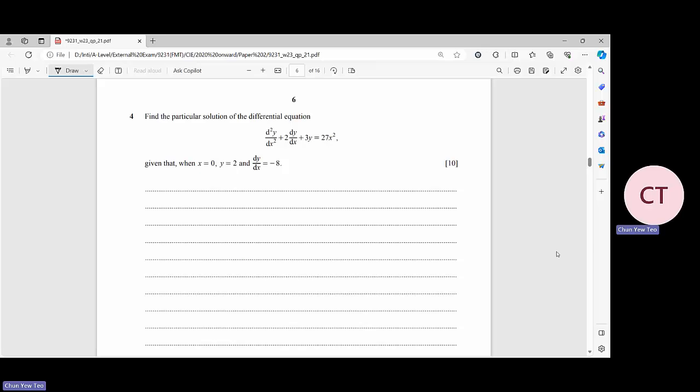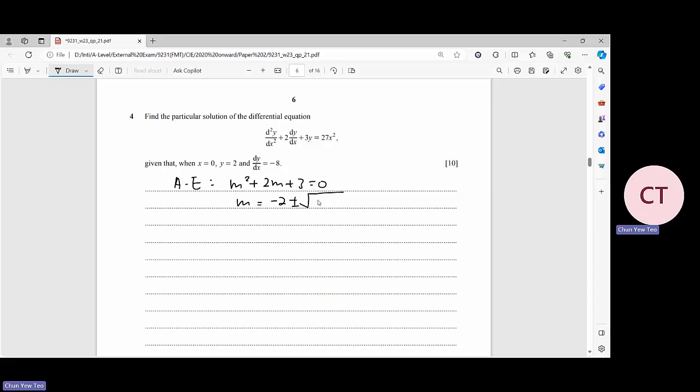Okay, now we take a look at question number 4. Find the particular solution of a second order differential equation, given that when x equals 0, y equals 2, and dy/dx equals negative 8. First, convert the differential equation into the auxiliary equation, AE. Then I will get m squared plus 2m plus 3 equals 0. We cannot factorize it, so just use the quadratic formula.